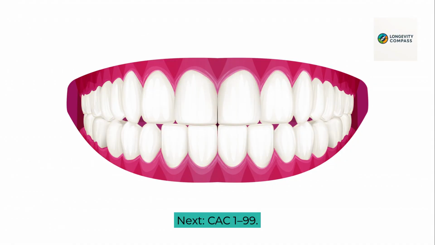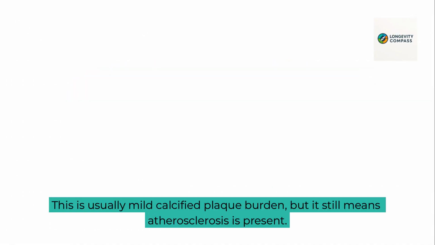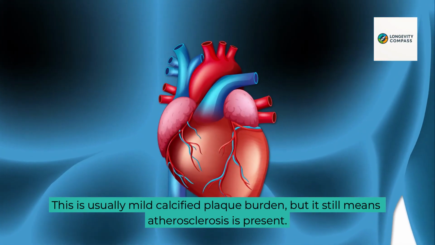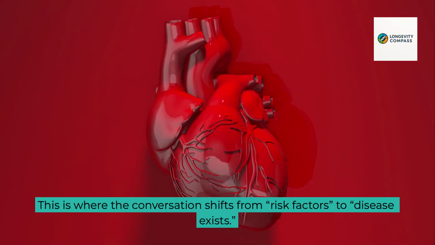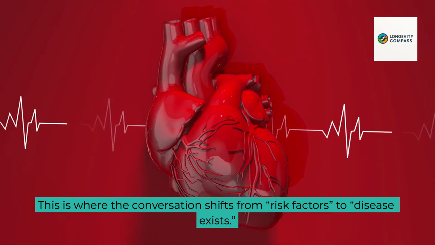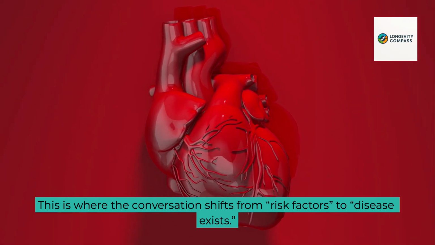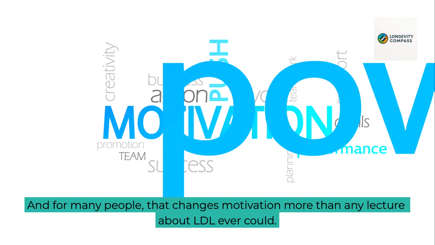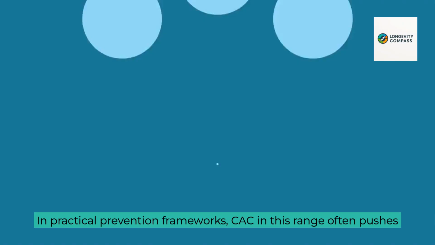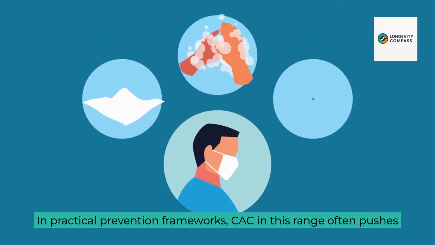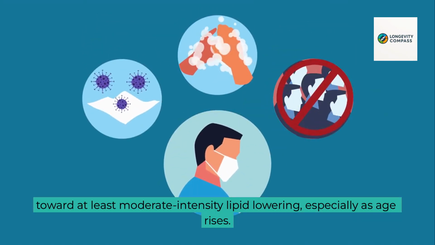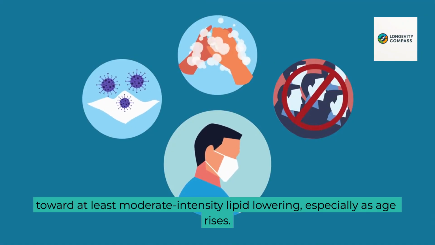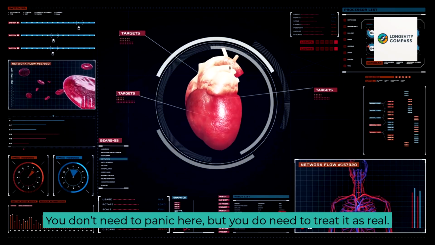Next, CAC 1 to 99. This is usually mild calcified plaque burden, but it still means atherosclerosis is present. This is where the conversation shifts from risk factors to disease exists. And for many people, that changes motivation more than any lecture about LDL ever could. In practical prevention frameworks, CAC in this range often pushes toward at least moderate intensity lipid lowering, especially as age rises. You don't need to panic here, but you do need to treat it as real.